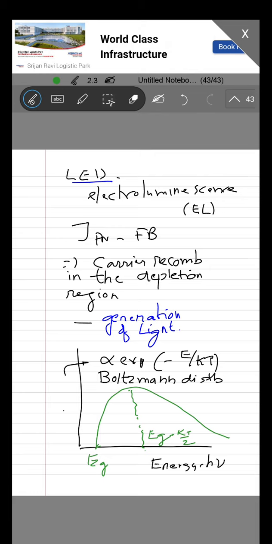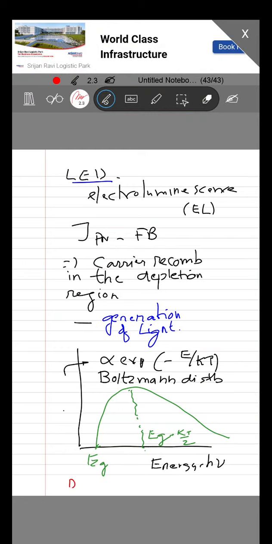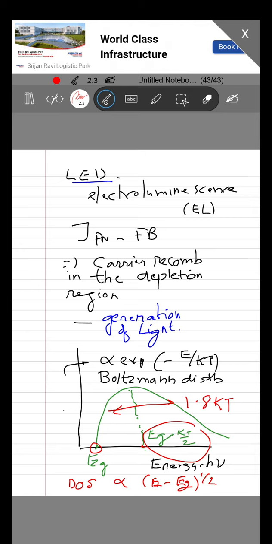So what is happening here is that the density of states, or DOS, is proportional to E minus Eg to the power 1 by 2. So this is your Eg, this position should be Eg plus kT by 2, and the line width or the full width half maxima should be 1.8 kT. So this is the emission spectrum of an LED light.